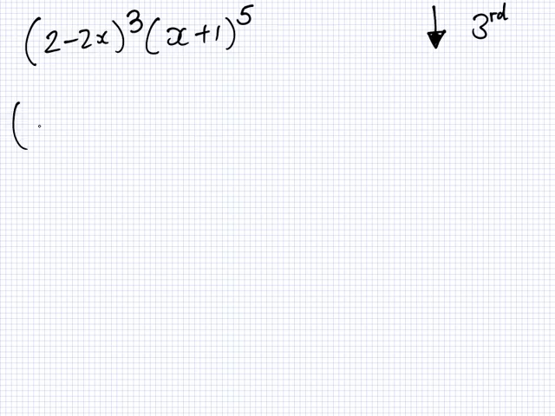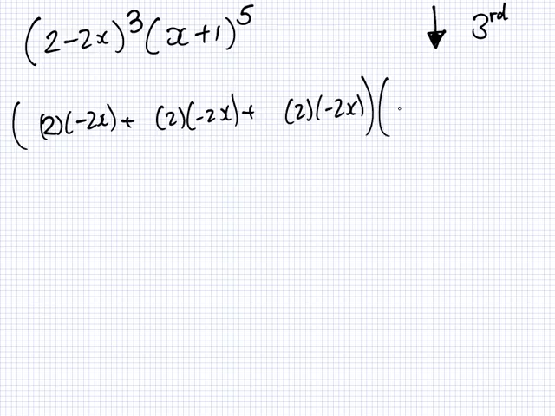So the first one would have a 2 and a minus 2x, a 2 and a minus 2x, a 2 and a minus 2x, and the next one is nice, it's just going to be an x, an x, an x. Yeah, well here we have to put in c, so this would be 3c0, 3c1, 3c2, and this one here will be 5c0, 5c1, 5c2.